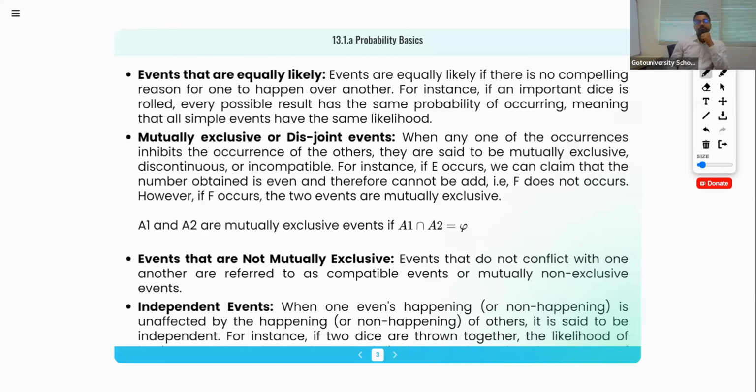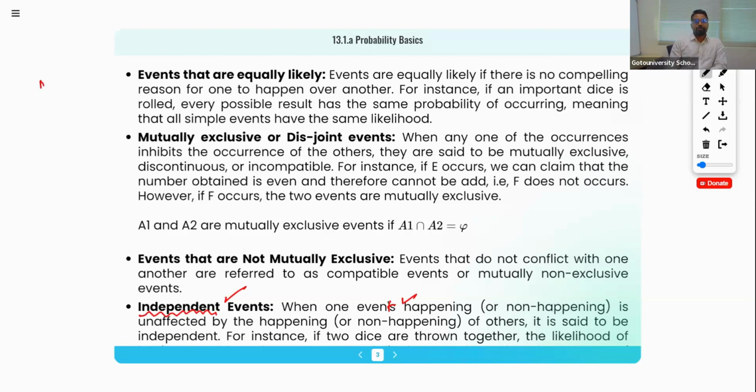So what is an independent event? As the name itself says, if two events do not have any connection at all, there is no way they can affect each other. Such events are called independent events. When one event happening is unaffected by the happening of the other event, they are called independent events.